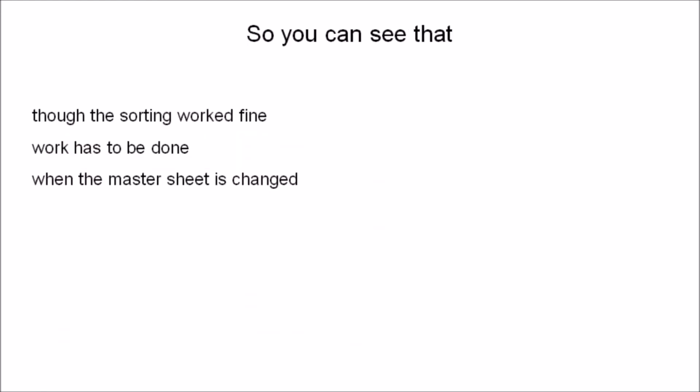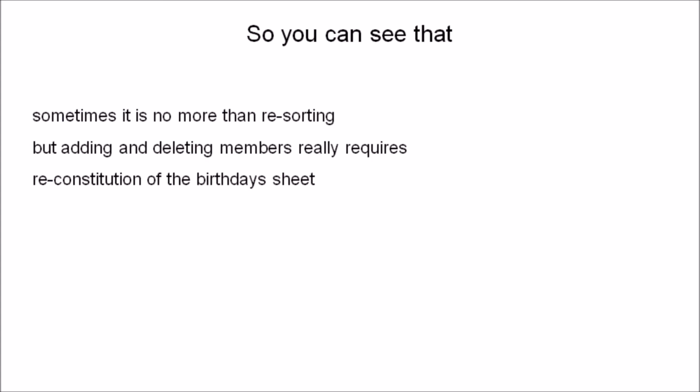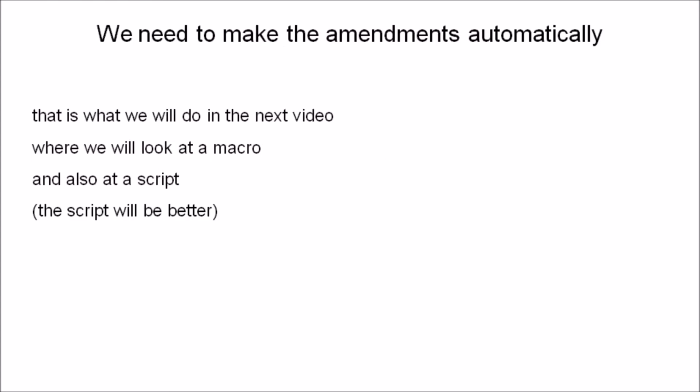So you can see that though the sorting has worked fine, work has still to be done when the master sheet is changed. Sometimes it is no more than resorting, but adding and deleting members really requires reconstitution of the birthday sheet. We need to be able to make these amendments automatically. That's what we will do in the next video, where we will look at a macro and also at a script. We will find that the script will work better.